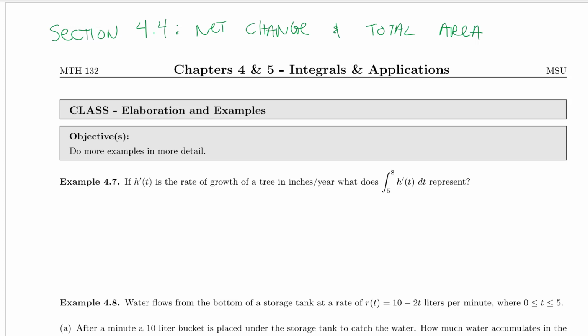So if we take a look at the first example here, example 4.4.7, it's saying if h prime of t is the growth of a tree in inches per year, what does the integral from 5 to 8 of h prime of t dt represent?